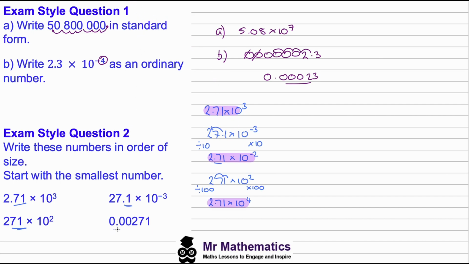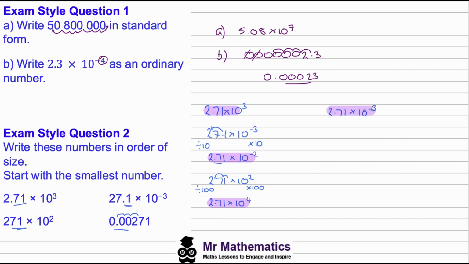And then finally, we can move this decimal point 1, 2, 3 places. So this will give us 2.71 times 10 to the power of negative 3. And we're looking at this one as well.